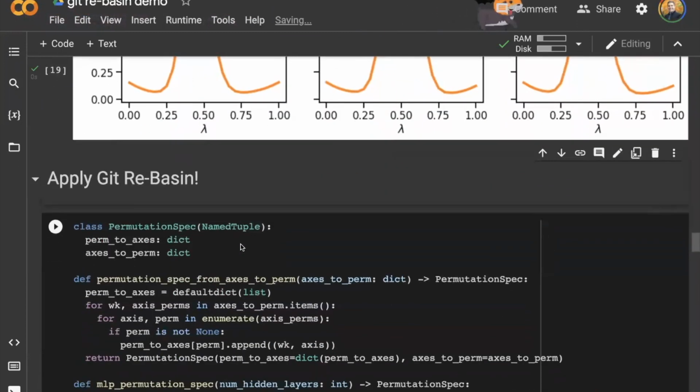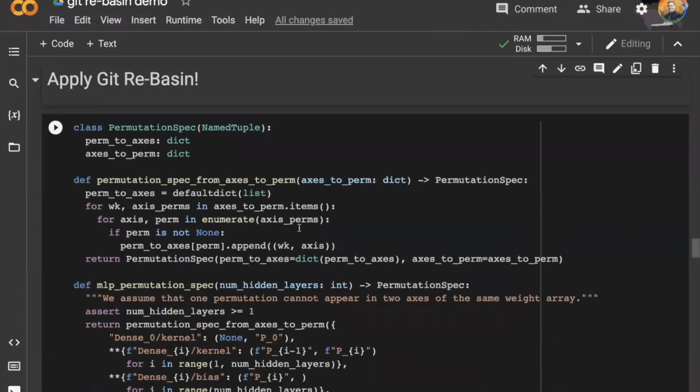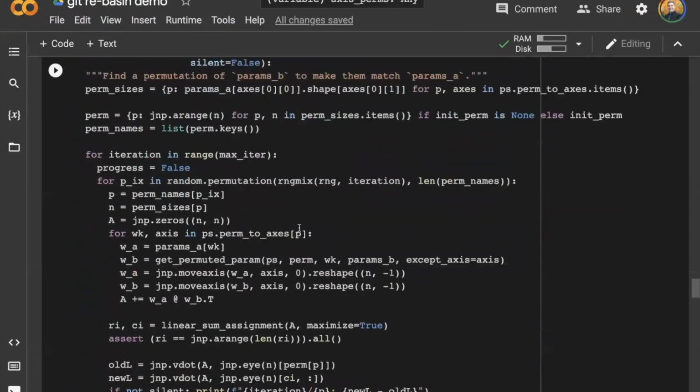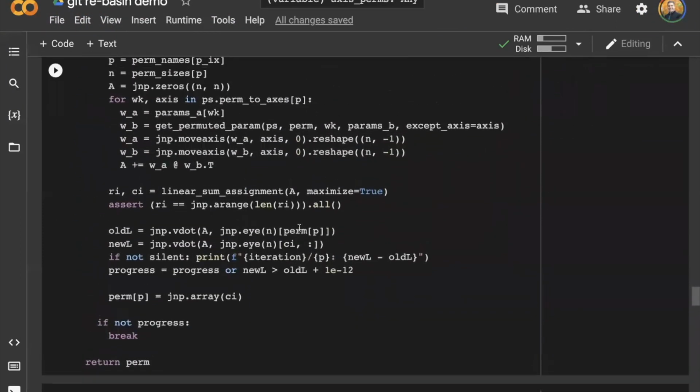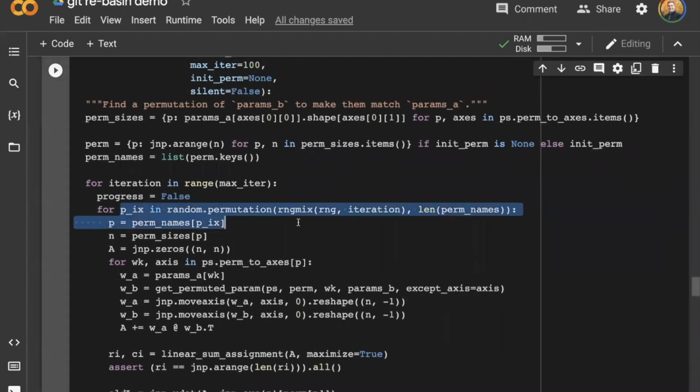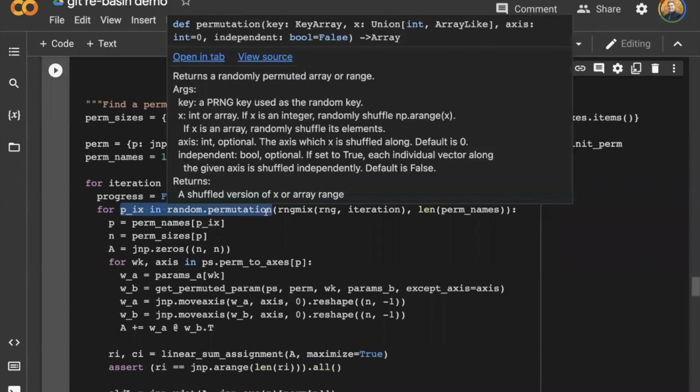Okay, so now let's try running Git Re-Basin, in particular algorithm 2. This is all the code you need. So maybe 100 lines of code. That's all that's going on. And you can see the general outline is here as well. So we're pulling a random thing out of the permutation of the layers.